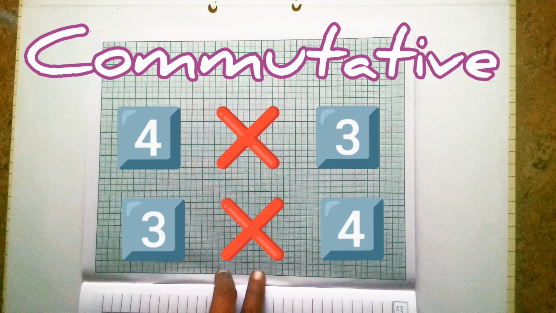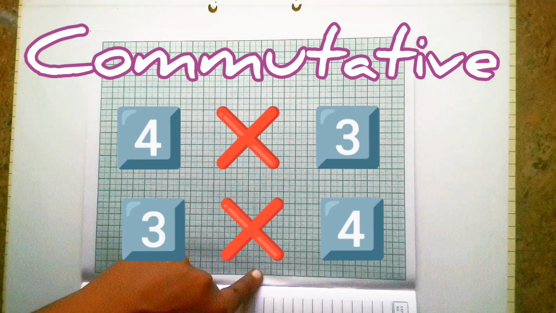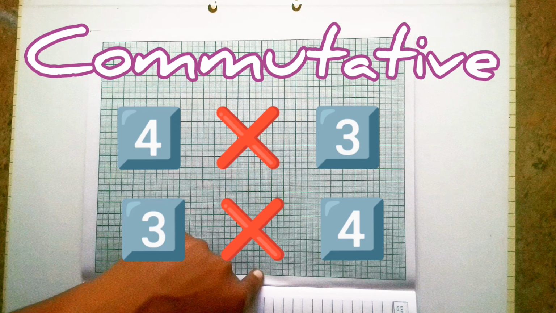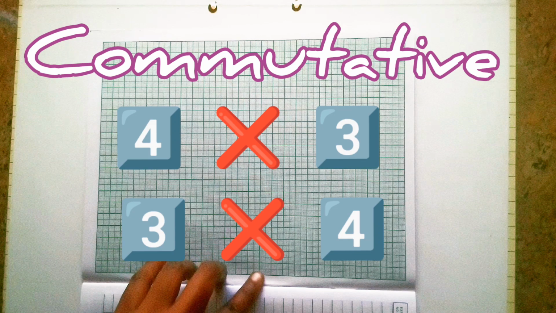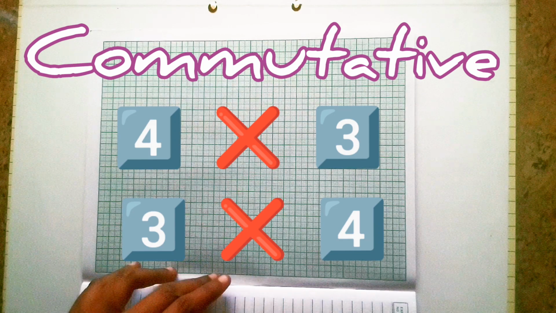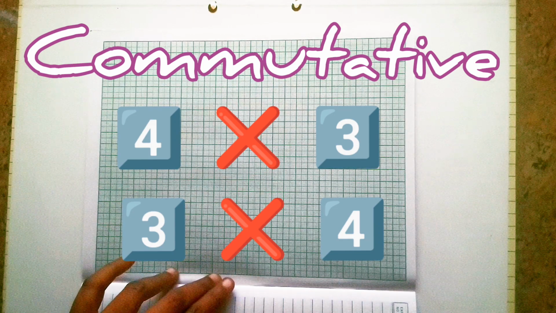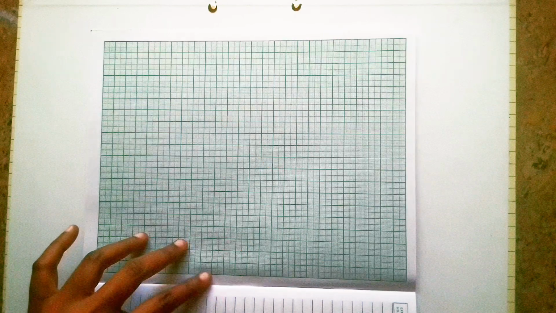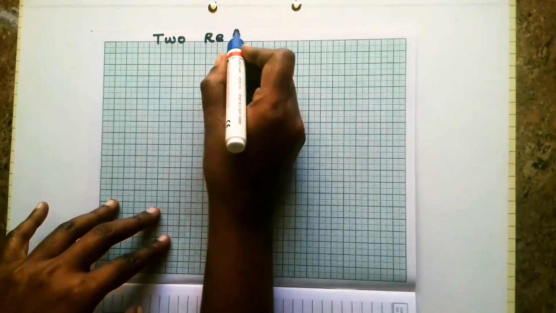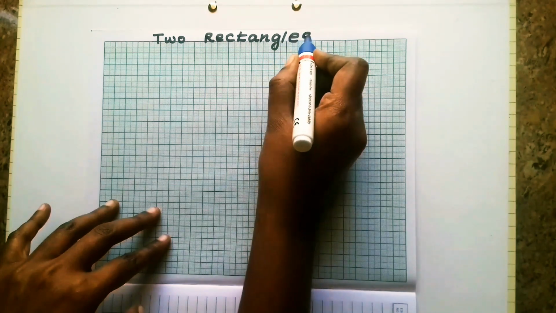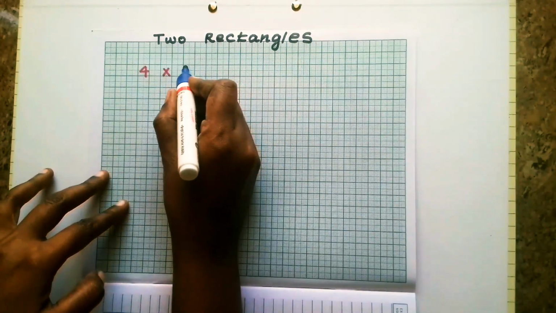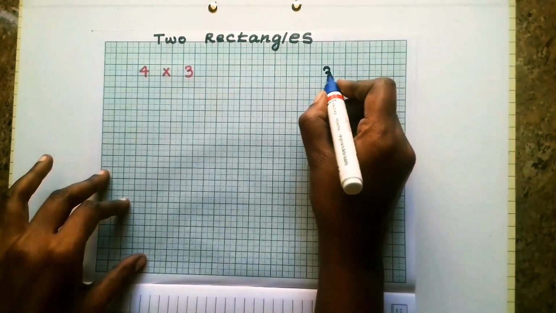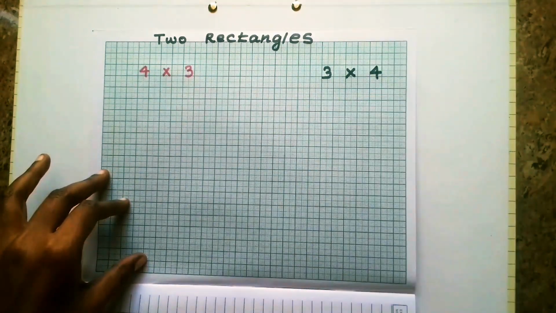Is multiplication commutative? Let us verify that using a graph paper. Let us multiply any two whole numbers in two different orders and check whether the product is the same. Now let us mark two rectangles, one rectangle with 4 cross 3 and another rectangle with 3 cross 4.